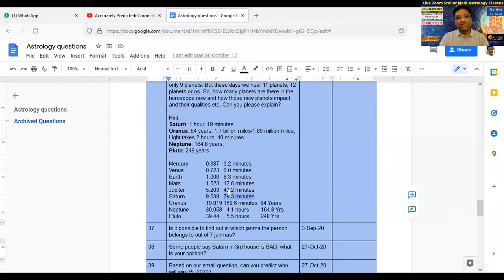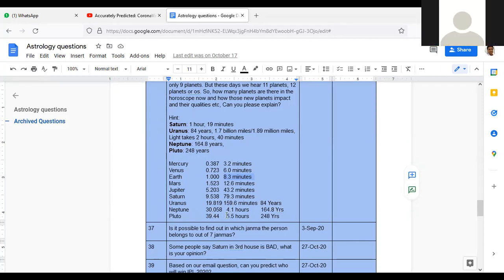Okay. So these are all the minutes it takes sunlight to reach each planet. For Earth itself, it takes 8 minutes for the sunlight to reach. If you look at Uranus, it takes 159 minutes, and the total revolution time is 84 years. And Neptune, 4.1 hours and 164 years. And Pluto, it takes like 5.5 hours, and 248 years for one revolution.